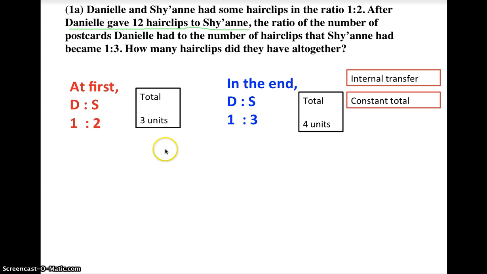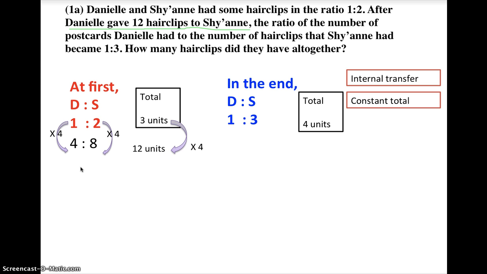Alright, so how do I make 3 units to become 12? I will have to multiply it by 4. Okay, so it does not end here. Once I've multiplied this 3 units by 4 to get 12, I will also have to multiply 4 to the rest of the ratio here. So I'm going to multiply this 1:2 by 4. Okay, and I will get 4:8. So I am done with the first set of ratio.